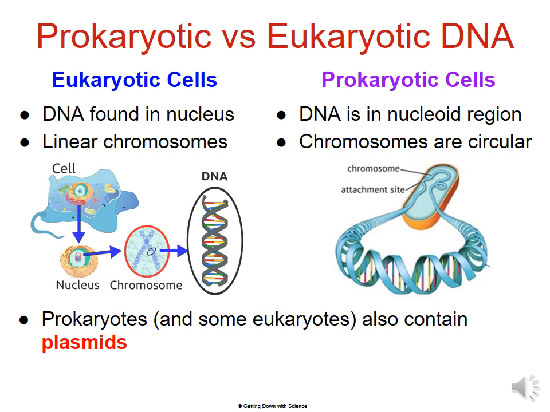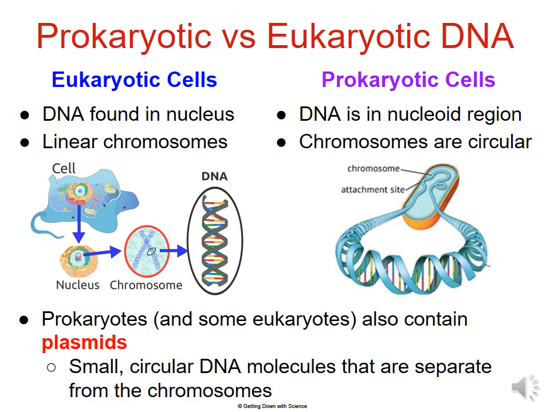As a matter of fact, a lot of our antibiotic resistant genes are found in plasmids that are easily transferred between bacteria. So they're small circular DNA molecules that are separate from the actual main chromosome, whether it be linear ones like we have, or a circular one that we'll find in bacteria. These are separate little circles of DNA.